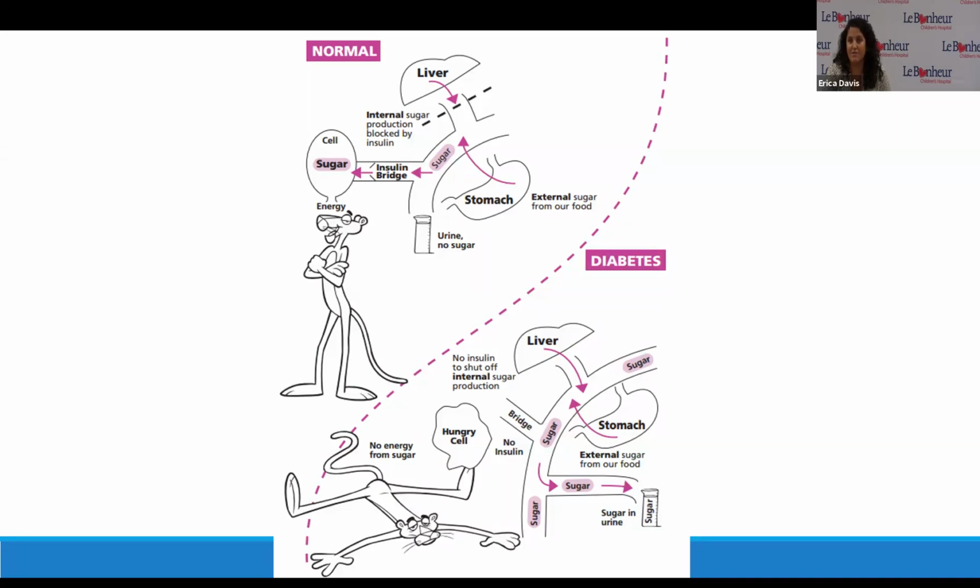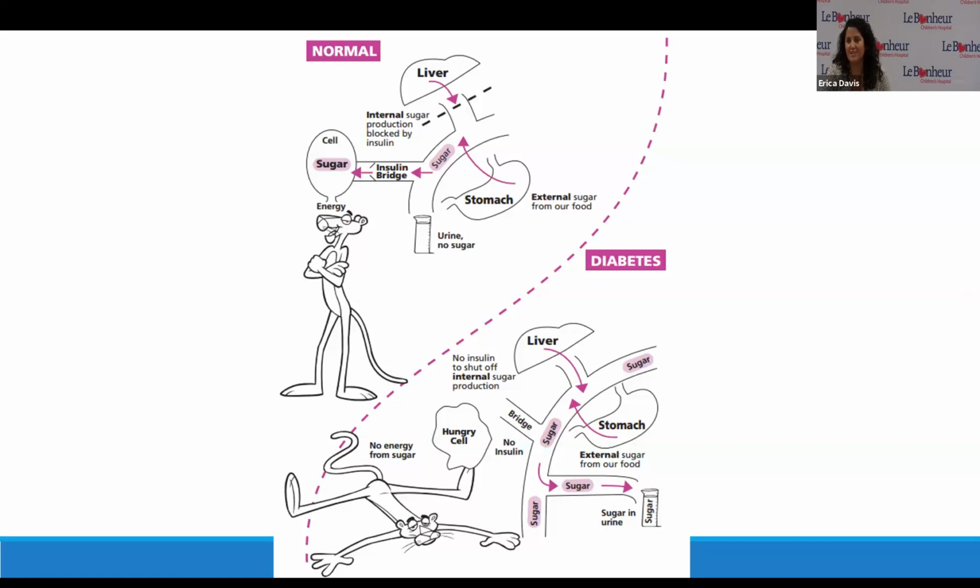Another thing that happens that we don't talk about as much in diabetes is that the liver is consistently producing sugar. When someone eats food and their body starts producing insulin, it actually blocks the liver's production of sugar for a period of time. So you've got kind of a double whammy when it comes to diabetes, which you can see in that bottom picture. This bottom picture, you see this in type 1 and type 2 diabetes.